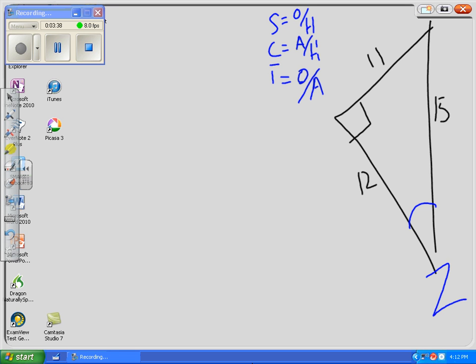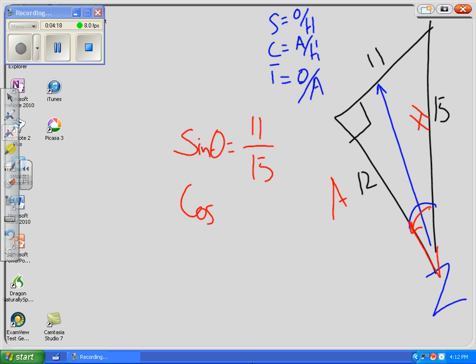Well, if that's our angle, then 11 is our opposite, right? Everybody see that? Okay, which one's the longest one? We know that's the hypotenuse without a shadow of a doubt, because it's the longest side. There's only one side left over, and it just happens to be right next to angle Z, so it's adjacent to the angle, so that's our adjacent. So all we have to do now is the sine theta is opposite over hypotenuse. Our cosine is adjacent, which is 12, over 15.